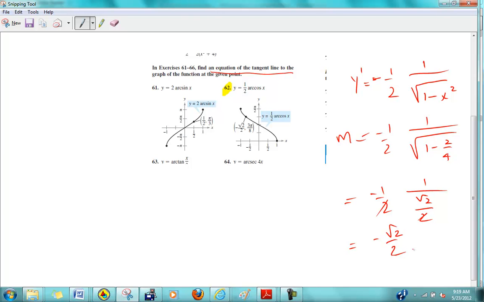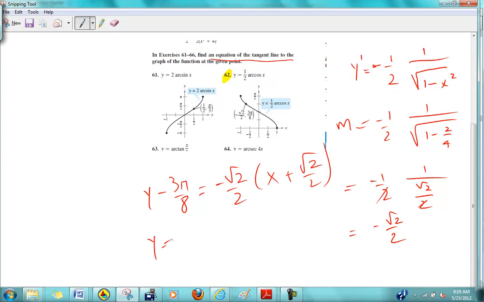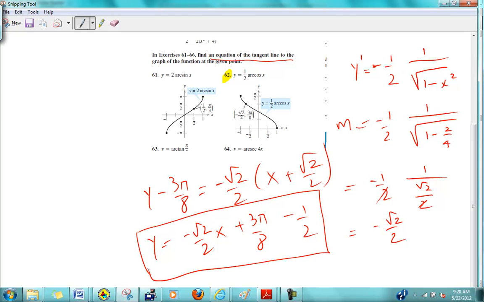Then what do I do? Benjamin, what do I do next? Point slope form and y minus y1. So what's y1 equal to? And m is equal to negative root 2 over 2. And what's x1 equal to? Okay, so simplify this stuff now. So y is equal to negative root 2 over 2x plus 3 pi over 8, and minus a half. Okay, I'll pause here for a minute, make sure you guys got this down. Okay, is everybody okay on this?